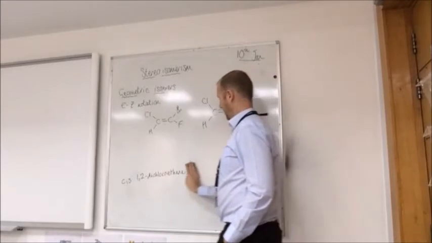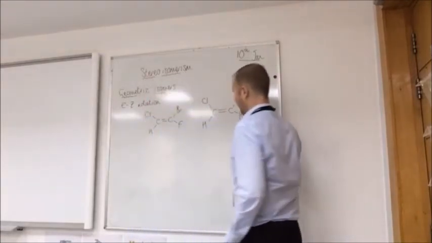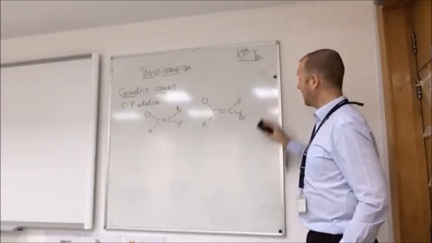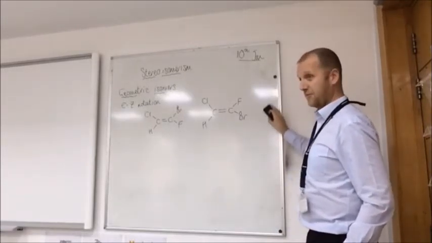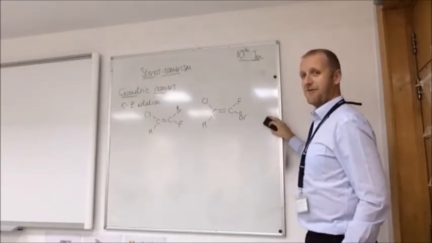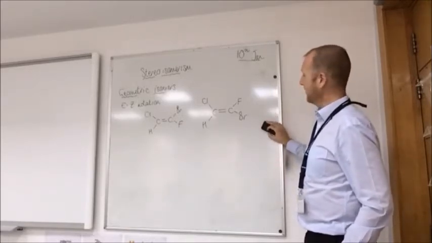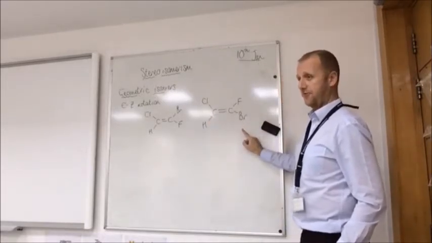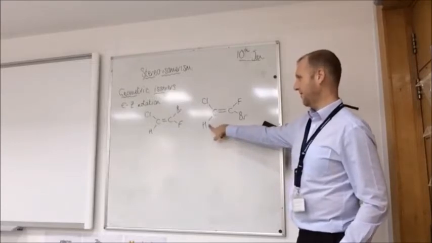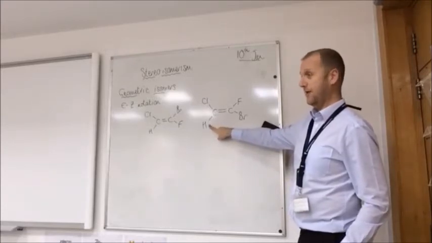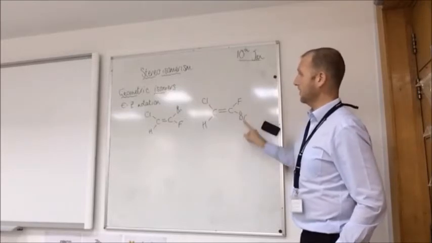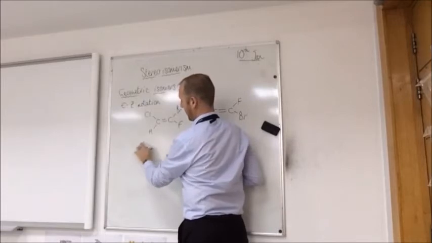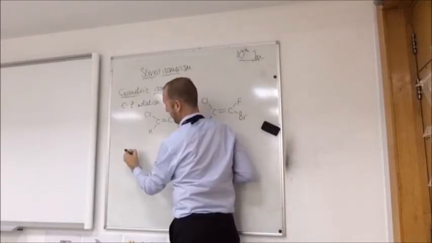Okay. What we need to do is give each of these groups a priority. Essentially the heavier atom gets a higher priority. So what we need is the atomic number of all these groups that are not hydrogen. We know the atomic number of hydrogen is 1 and it's going to have a really low priority. But if we've got the atomic numbers of all of these, we can work out how we're going to prioritize them. So let's have a think.